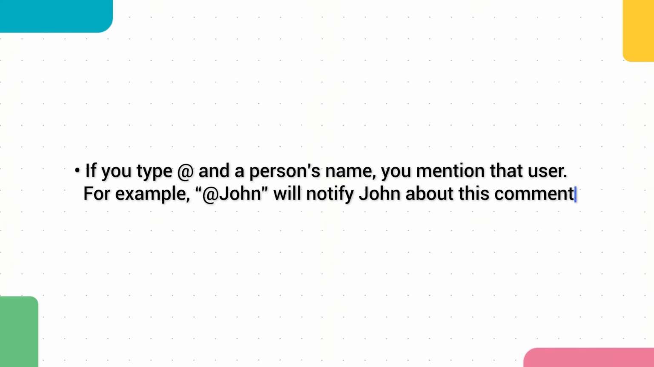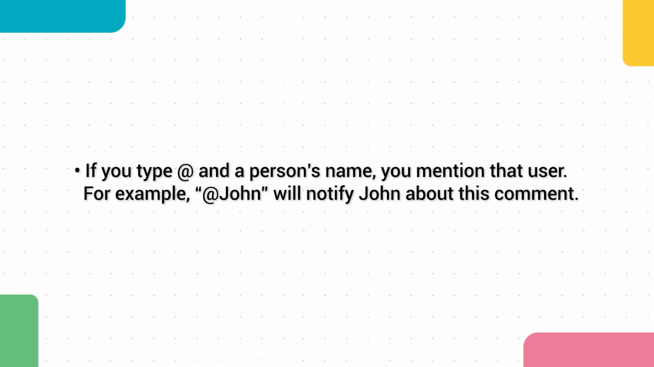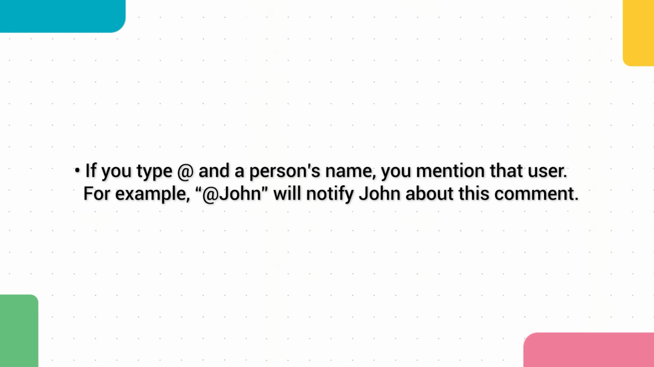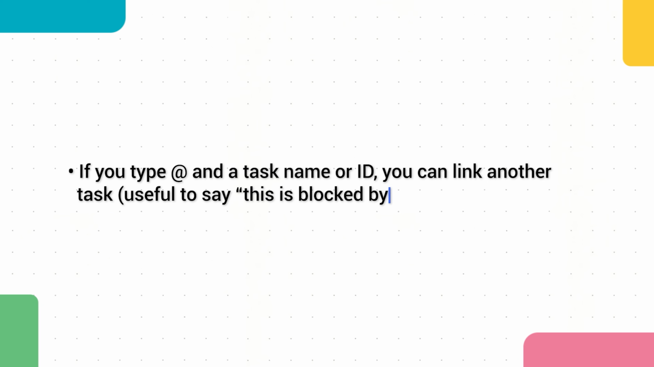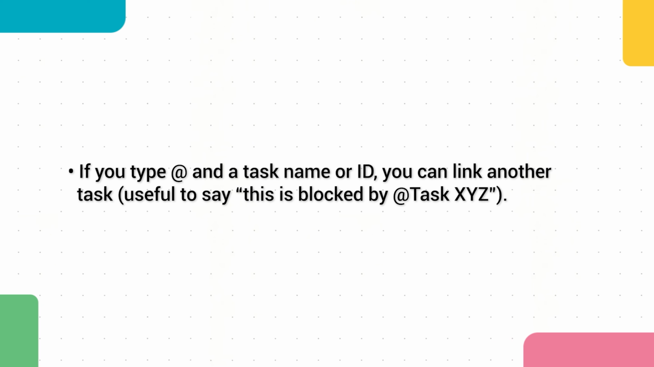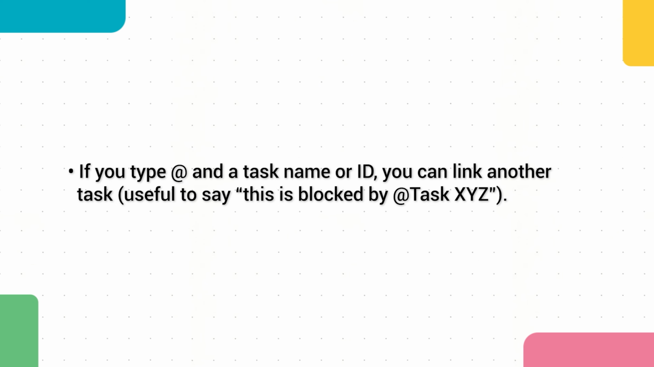When you type @ you'll see suggestions. If you type @ and a person's name, you mention that user. For example, @John will notify John about this comment. If you type @ and a task name or ID, you can link another task. Useful to say this is blocked by @task.